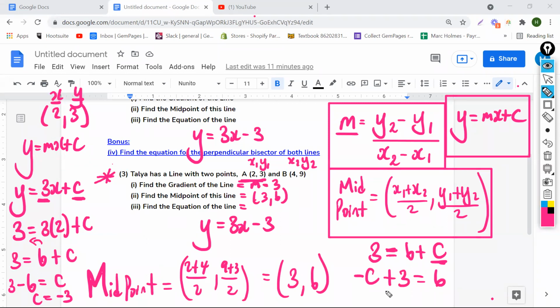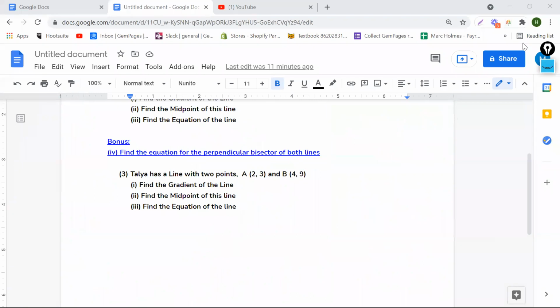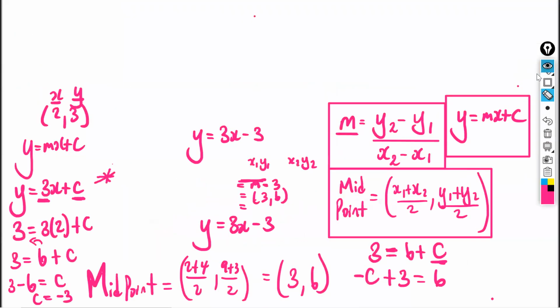Am I right? No, man, I would have had minus 3 equals 6 minus 3 minus 6 minus 3. I'm not getting that. All right, let me clear the screen for a second and let me just talk about it before we move on.